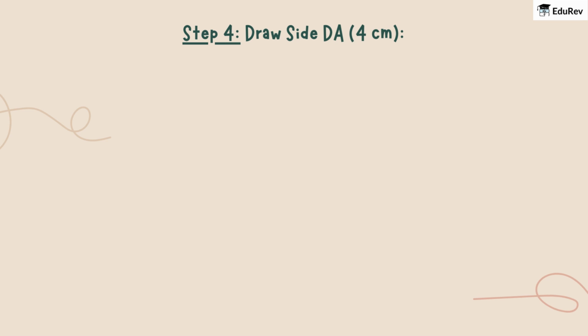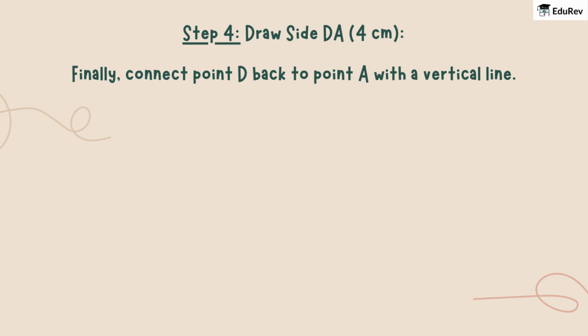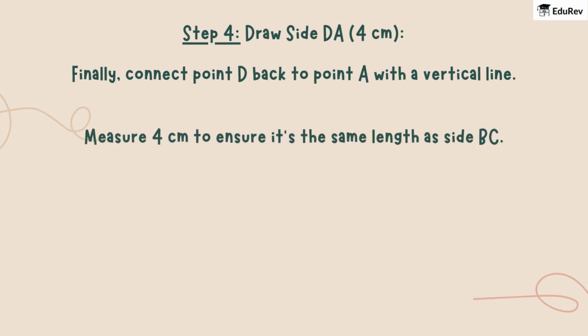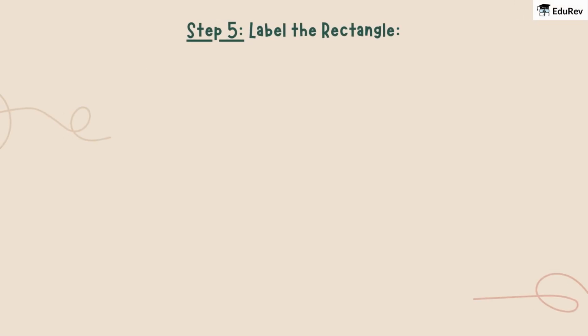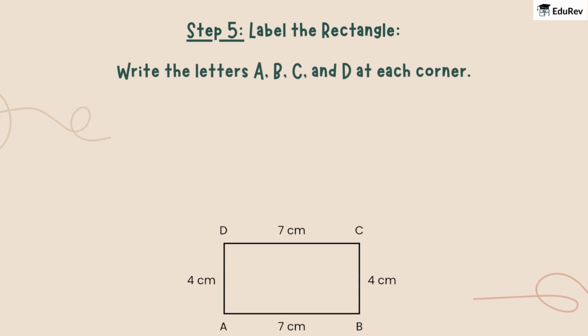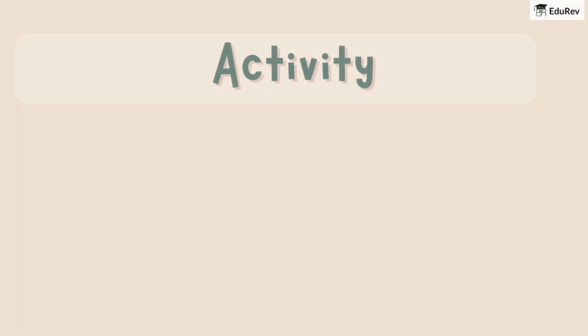Step 4, draw side DA, 4 centimeters. Finally, connect point D back to point A with a vertical line. Measure 4 centimeters to ensure it's the same length as side BC. This is side DA equal to 4 centimeters. Step 5, label the rectangle. Write the letters A, B, C, and D at each corner. You've now drawn a rectangle ABCD with AB equal to 7 centimeters and BC equal to 4 centimeters. This is how a rectangle is constructed.